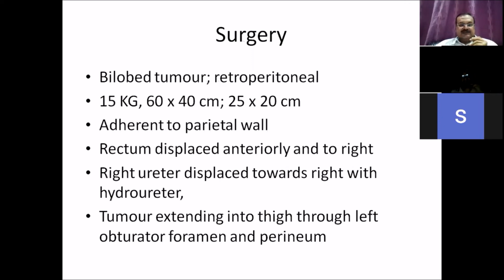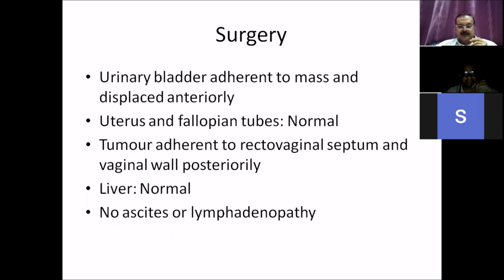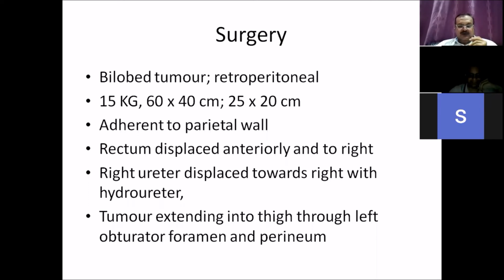And obviously surgery was done. This was a bilobed tumor, retroperitoneal, 15 kgs. The abdominal part was 60 into 40 centimeters, and the perineal part was 25 into 20 centimeters, adherent to parietal wall. Rectum was displaced anteriorly and right. All the organs were free, and tumor was extending into thigh through the left obturator foramina and the perineum. Surgically, the tumor was going through the obturator foramina and through the perineum. So it was an obturator hernia plus a perineal hernia. Both the hernias were there.